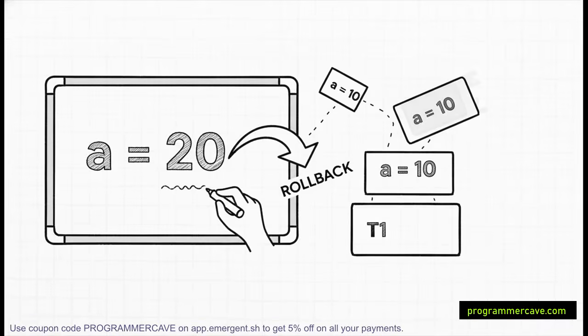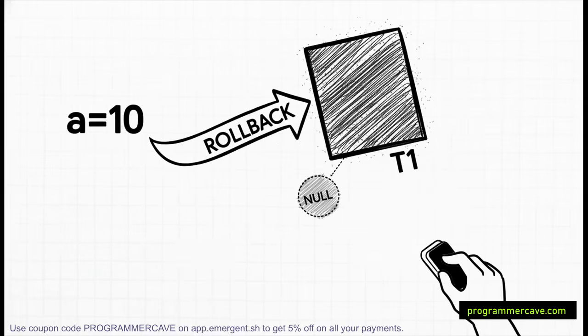Now a rollback command is issued, and watch what happens. It doesn't undo everything. Nope, it only undoes the most recent, the inner transaction, T2. It's like erasing just the last thing we wrote. The value of A snaps back to 10, which is the state it was in right before T2 started. Then, if a second rollback command comes in, that's when the outer transaction, T1, gets undone. This erases the A equals 10 update, and now A is back to its original state before we even started, which was nothing, or null. Each rollback just peels back one layer at a time.